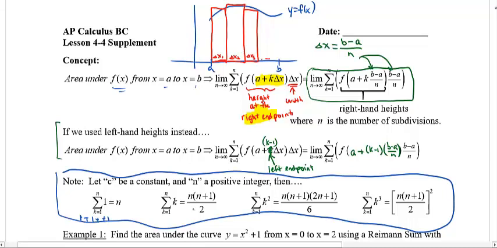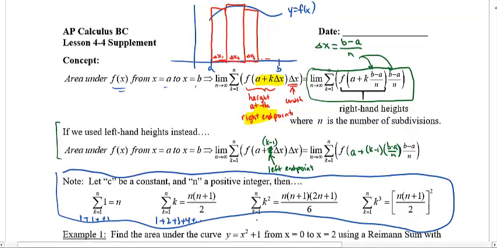The next notation, the sum of k equals 1 to n of k, that means it's 1 plus 2 plus 3 plus 4 plus... Well, that's given by this formula, n times n plus 1 over 2. It's really Gauss and his formula that he used to find the sum of the first, like, 1,000 numbers.